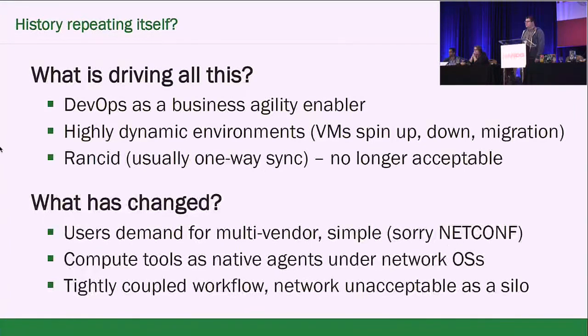So the slide talks a little bit about what's driving that. In those environments, compute has to spin up and down very rapidly. The network has the same requirements. Rancid is great technology, but it's typically used as a one-way sync. That would be completely unacceptable in a compute environment, to just push something out without a feedback mechanism. This is not within the ethos, if you will, of DevOps.